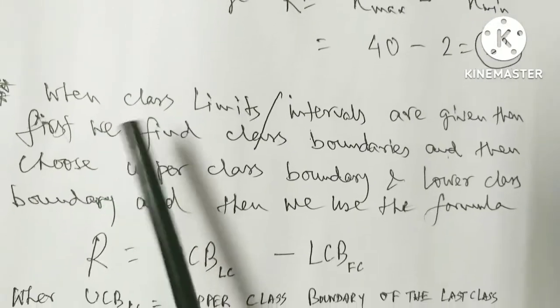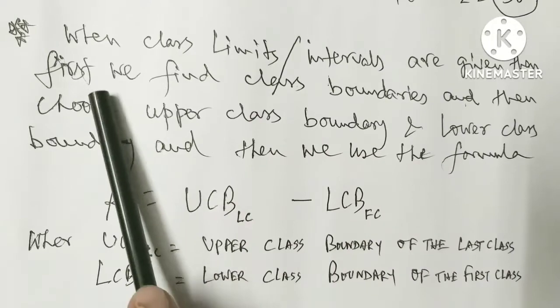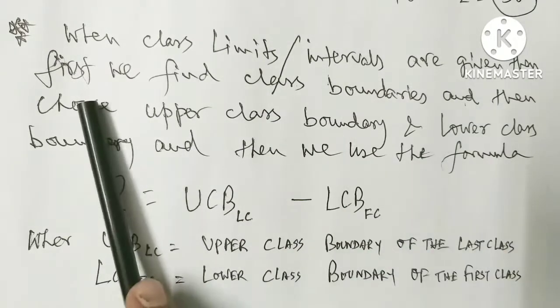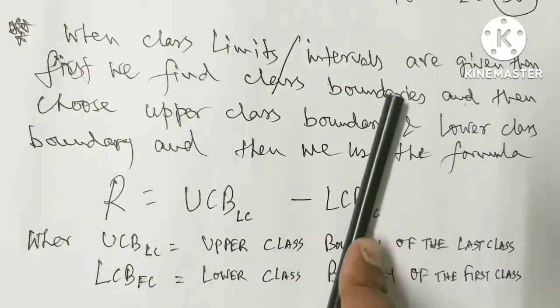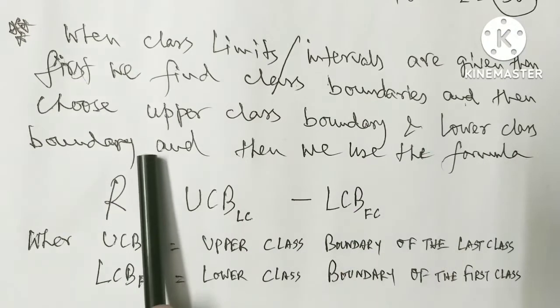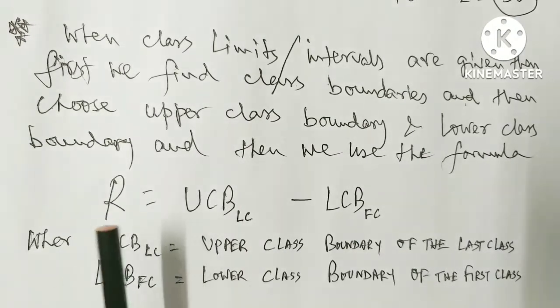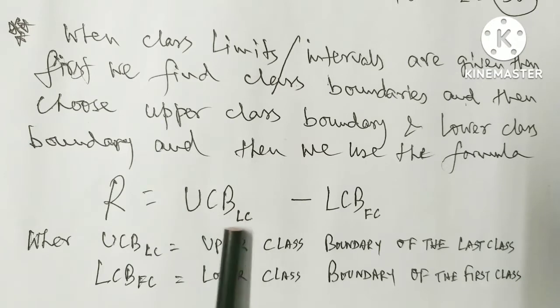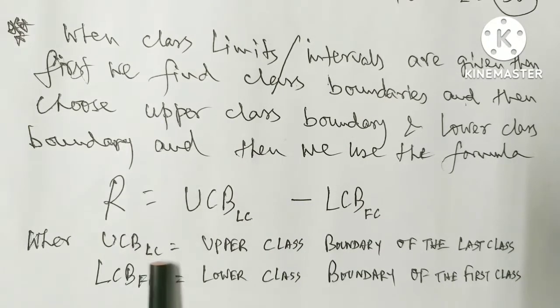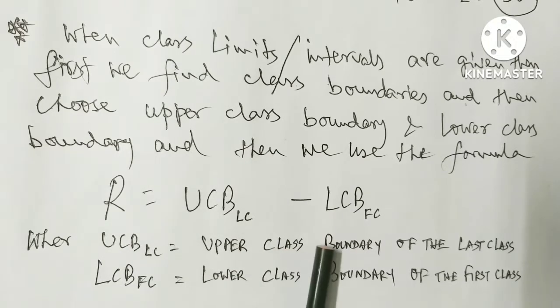Now, we mention a special thing: when class limits or intervals are given, then first we find class boundaries and then choose the upper class boundary and lower class boundary, and then we use the formula R equals UCB LC minus LCB FC, where UCB LC means upper class boundary of the last class and LCB FC means lower class boundary of the first class.